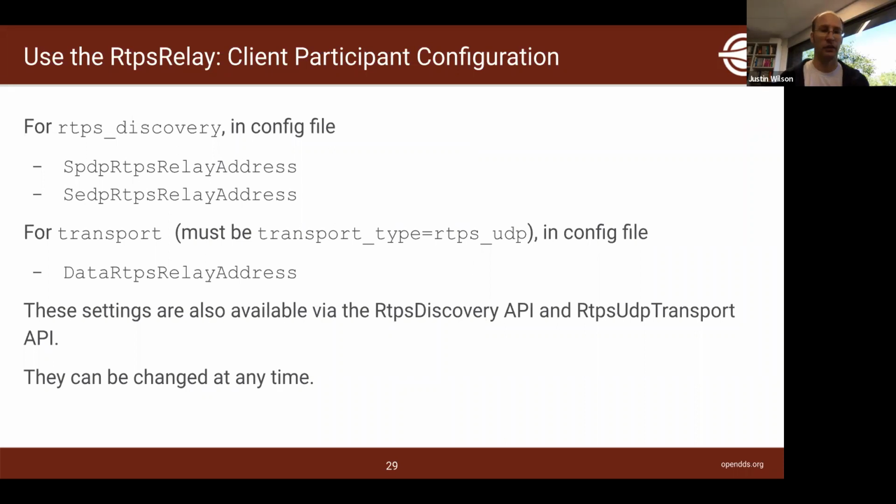So that is useful from a load balancing perspective. If a client participant figures out that it is not connected to an RtPS relay, it can find a different instance and then dynamically change these, and then it can start using a different RtPS relay instance.